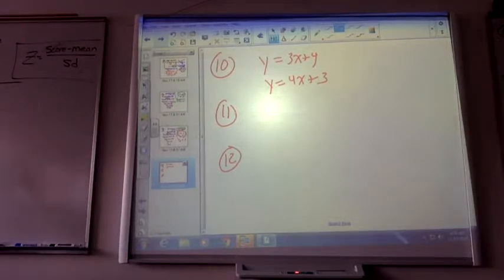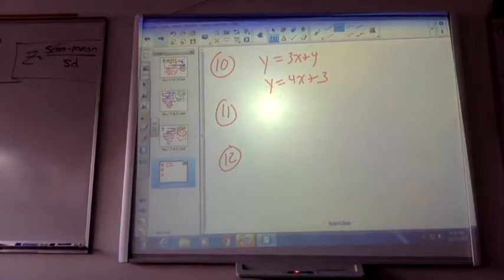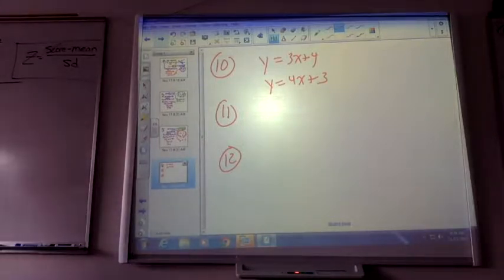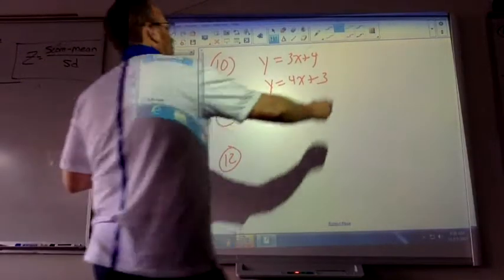The first equation has a slope of 3. The second equation has a slope of 4. They are different slopes. They have to cross each other. Does that make sense? Is that the only right answer to write? No. Any. So all you have to realize is if I write that with two different slopes, it means they have to cross each other.